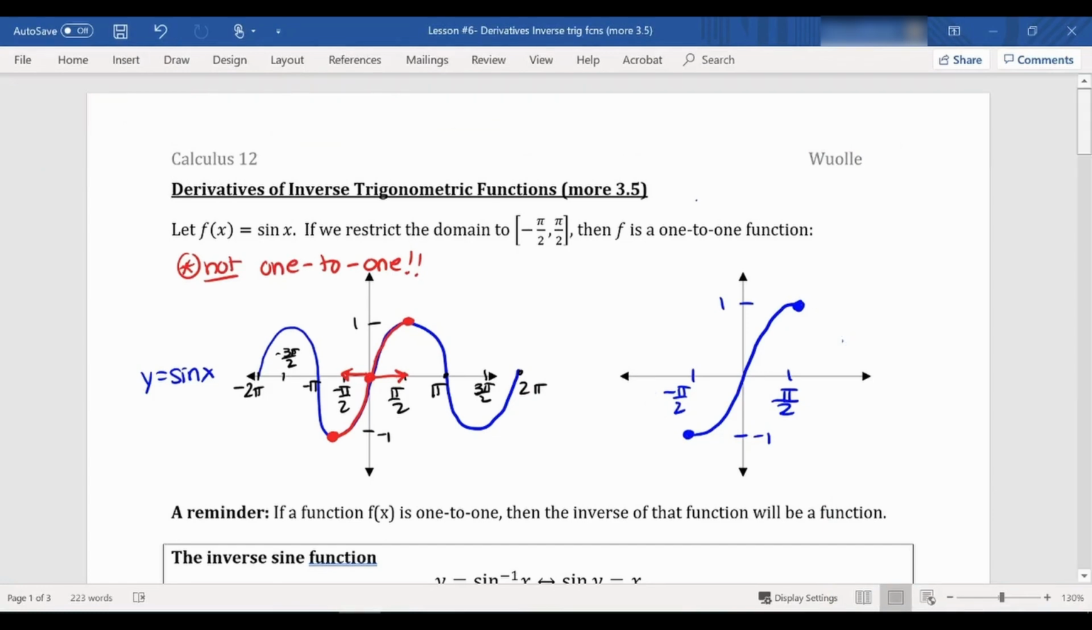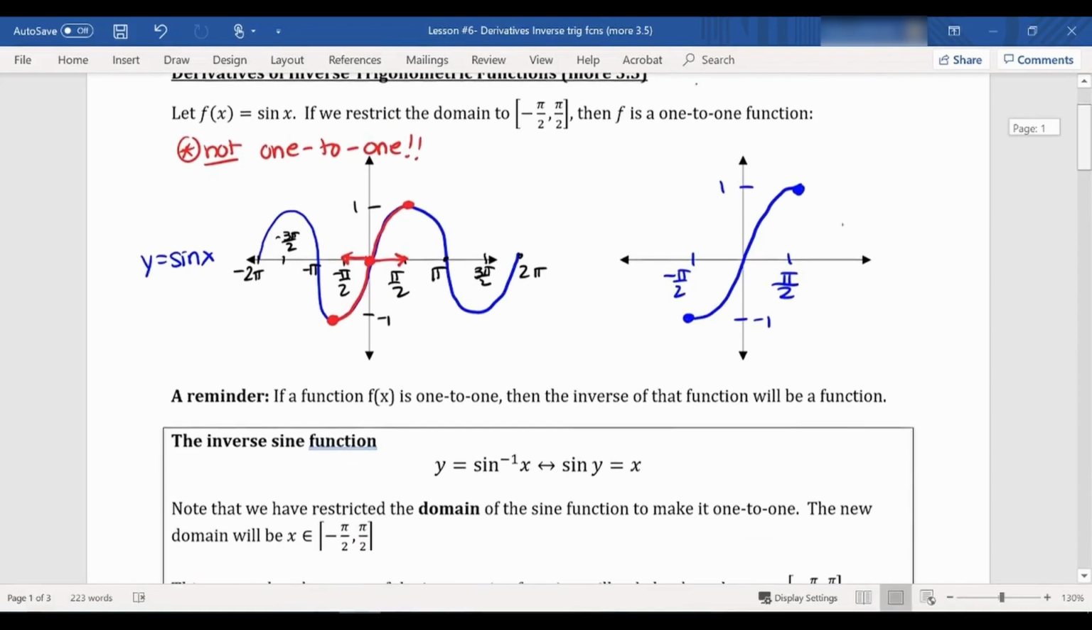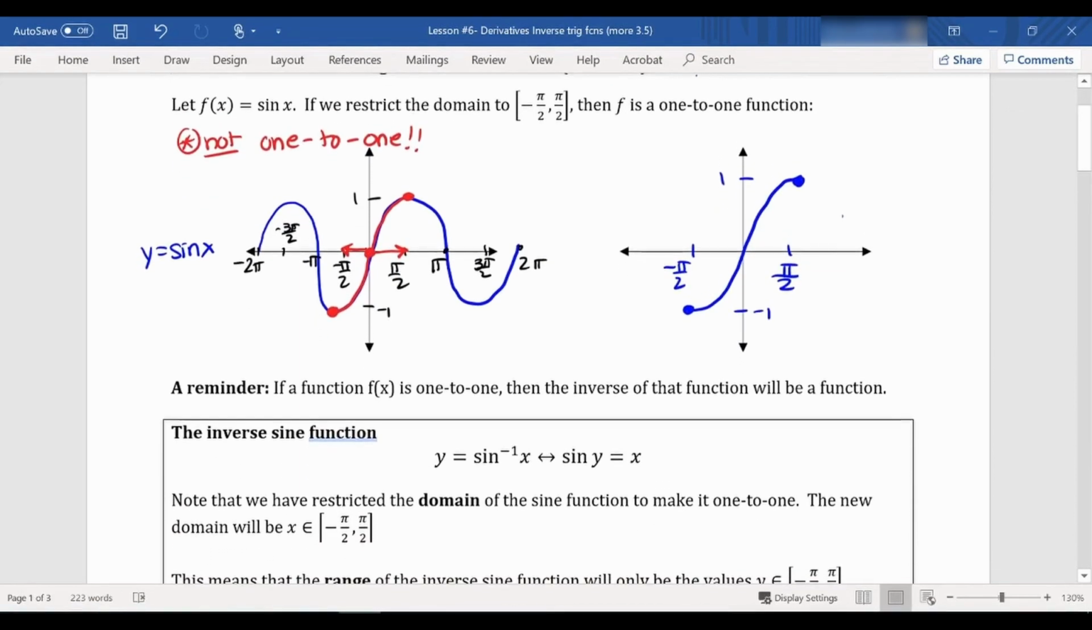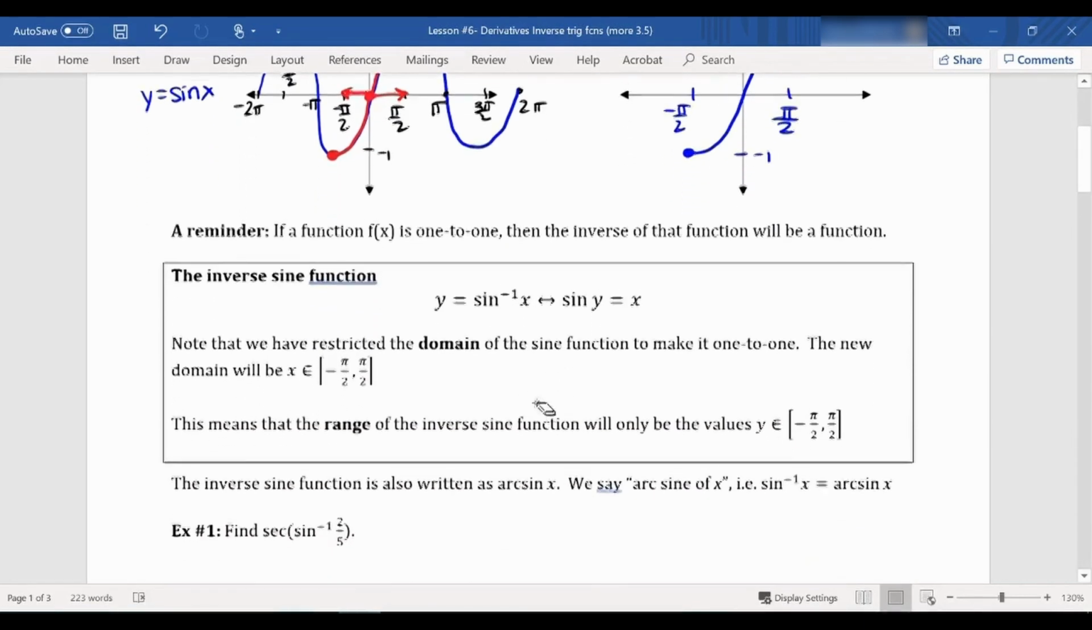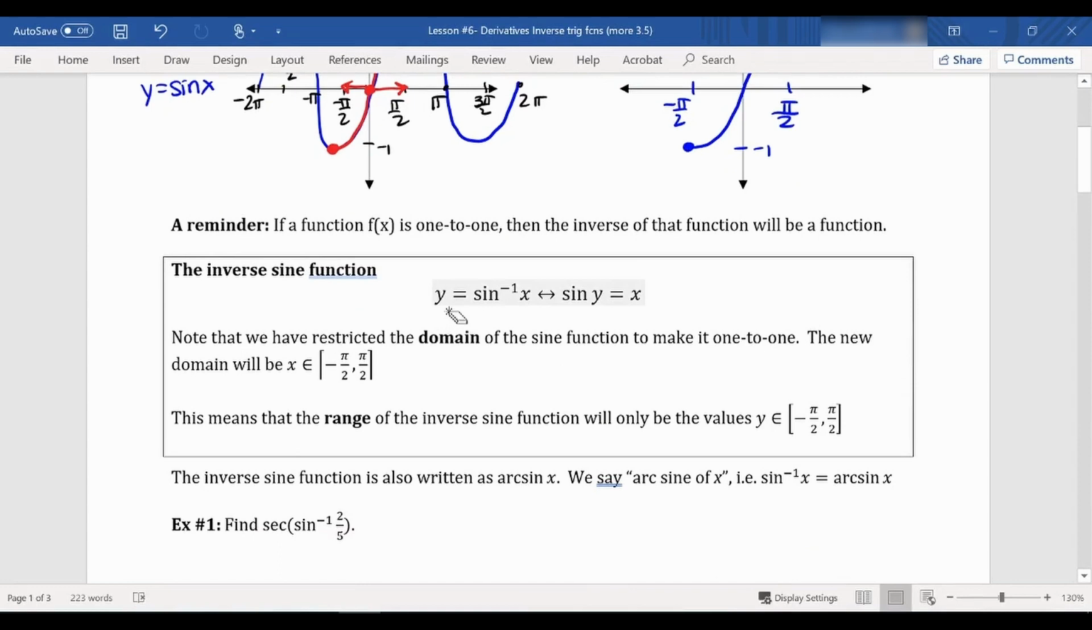The box below states exactly that. If we restrict the domain from negative pi over 2 to pi over 2, then we do have a 1-to-1 function. The inverse sine function, just a reminder, is if you have sine with a little negative 1 of x, this is the same as saying sine of y equals x.